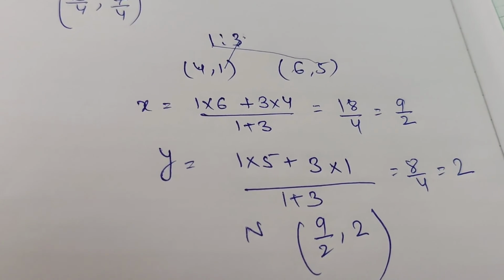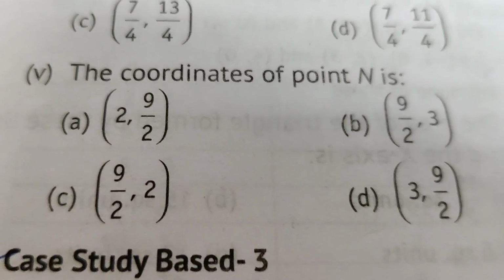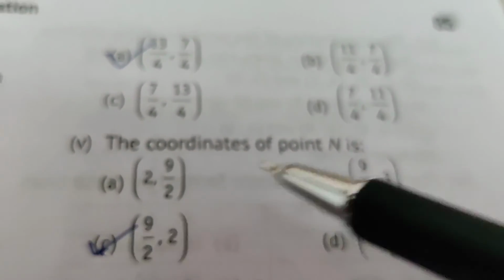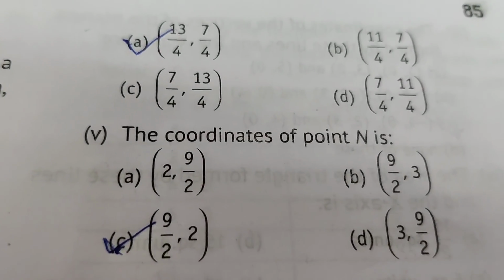Okay. So 9 by 2 and 2. Which option is right? C. Okay. Thank you.